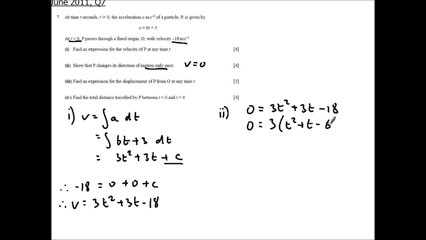Okay, part 2. We're asked to show that P changes its direction of motion only once. So that means that we're looking at the case where velocity is equal to 0. So we substitute 0 in for velocity, as shown, and then we want to solve the quadratic equation. Now we can see the 3 divides into all of the terms, so we can factorise that through. And then we have a quadratic.